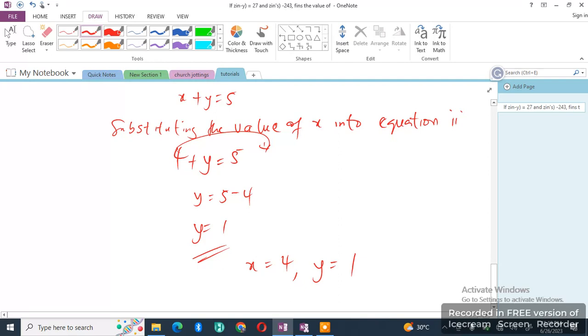So I hope you understand this simple indices leading to simultaneous equations.